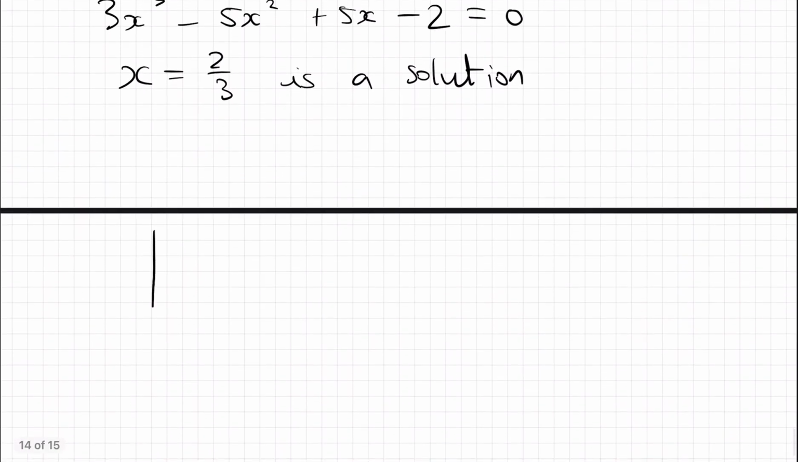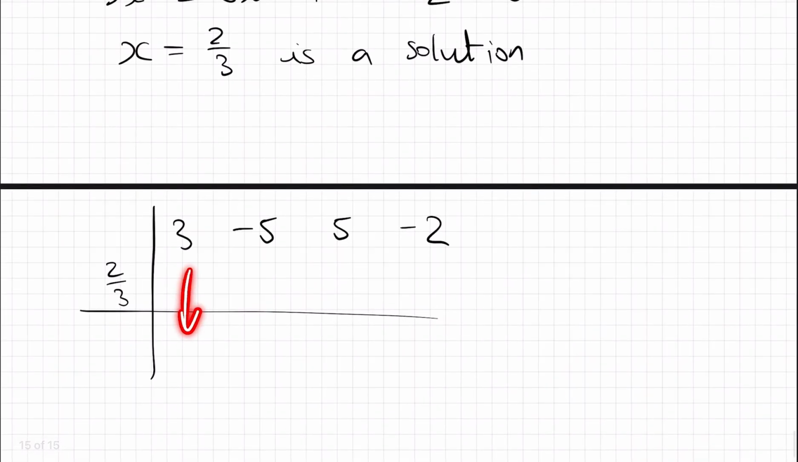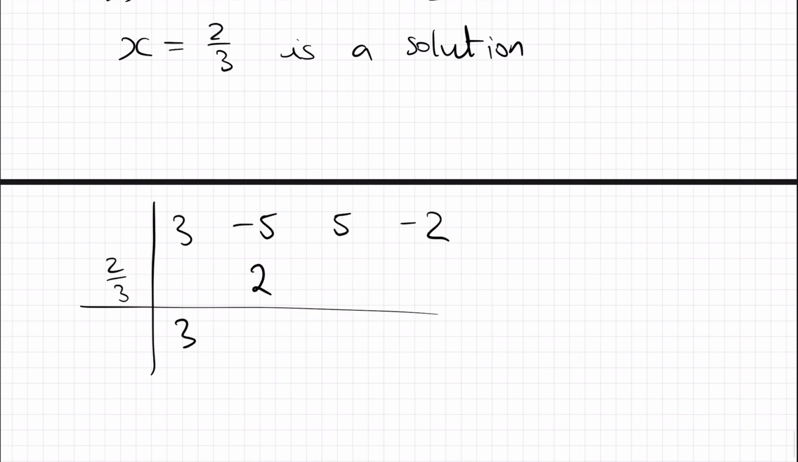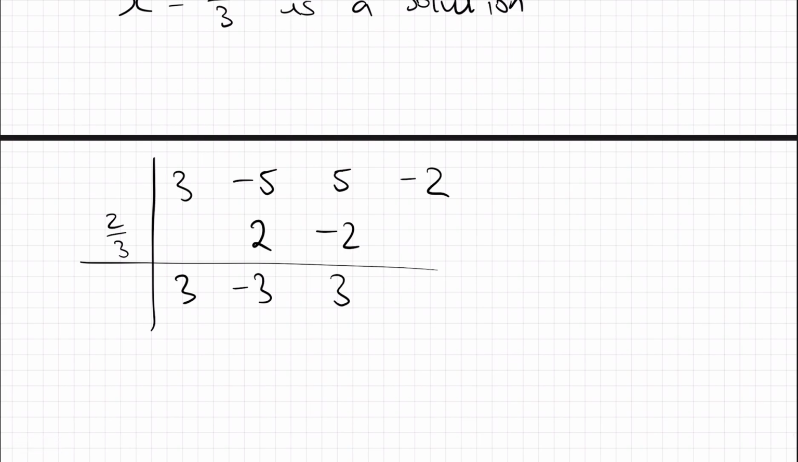So let's put it over here, make the bay, and just put 2/3 here and the coefficients of our terms here. So first of all, drop the 3 down, then we multiply 3 by that and bring it over here. So 3 times 2/3 is 2, then move the 2 there, add those two together and you get minus 3. Minus 3 times 2/3 is minus 2. Add these together and you're going to get 3. Then 3 times 2/3 is just 2. Add those together and you get 0.